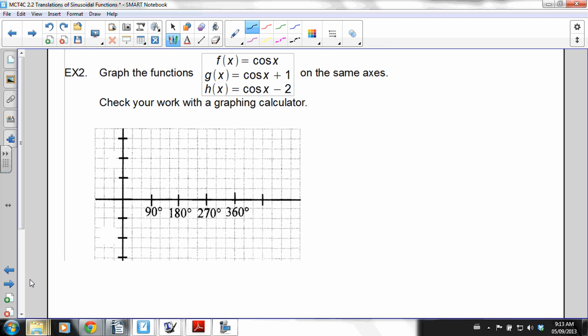Next is a cosine, and we see here these graphs have been moved up and down, right? It's not in with the x, it's affecting the output value, so it's been moved up and down.